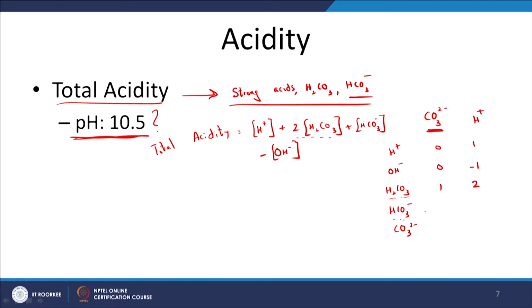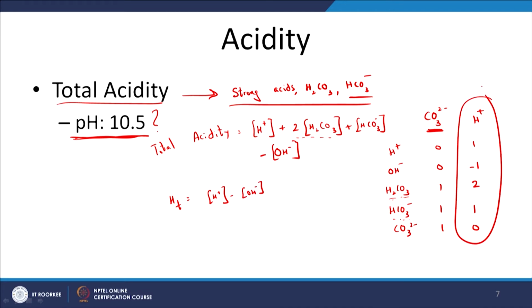But with HCO3 minus, what do you see? It is going to be 1 here and 1 here, and here obviously it is going to be 1 and 0. So obviously H total in this case is the concentration of H plus minus OH minus. So we are just summing up this here, H total, plus 2 times H2CO3 plus HCO3 minus, right. So that is the case we look at.